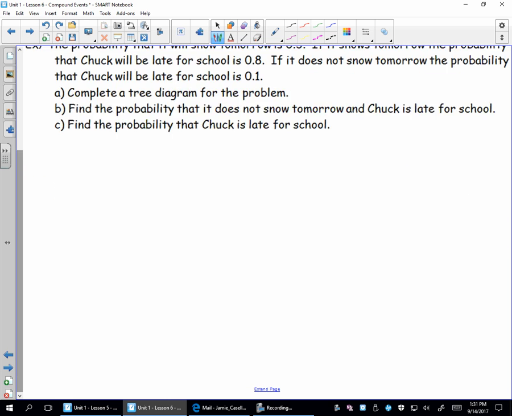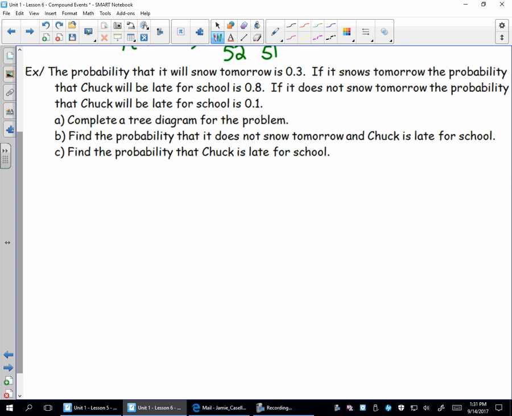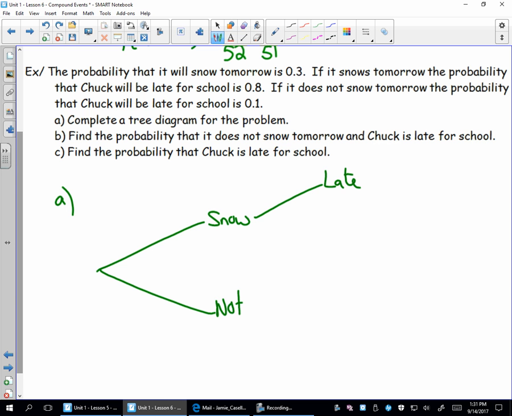The probability that it will snow tomorrow is 0.3. If it snows tomorrow, the probability that Chuck's going to be late for school is 0.8. If it doesn't, the probability he's going to be late is 0.1. So let's do the tree diagram for this. What has to happen first? It either snows or not. If it snows, Chuck is late or not. If it doesn't snow, he's still late or not. Just those probabilities change, that's all, right?